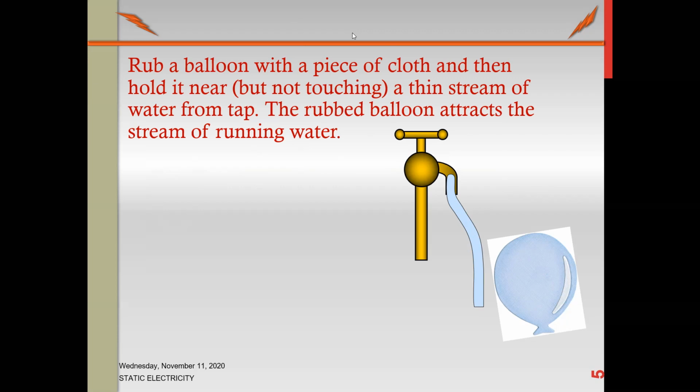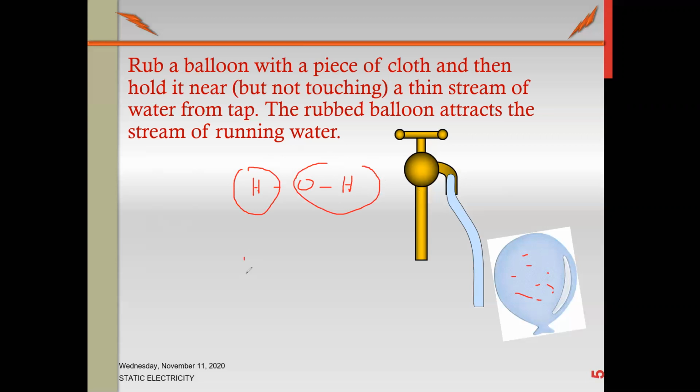As you studied in chemistry, water is H2O, or H-OH. So when you bring a charged rod, for example a balloon, closer to this, it creates a distribution of the charge. It will break the water into H+ and OH-. And these OH- ions are on one side and hydrogen on the other side as they are attracted. So that's why the stream of water is changing its direction.